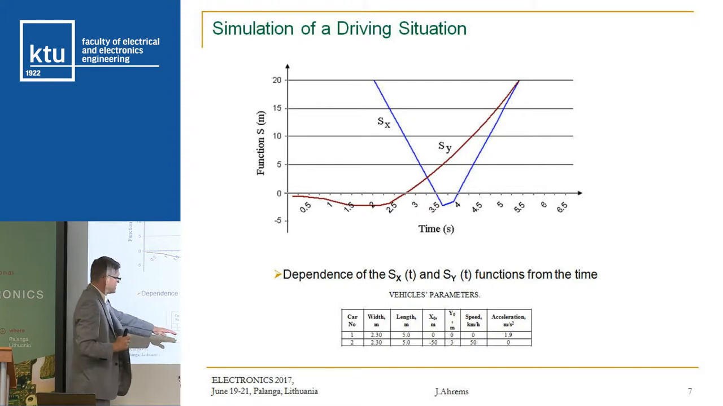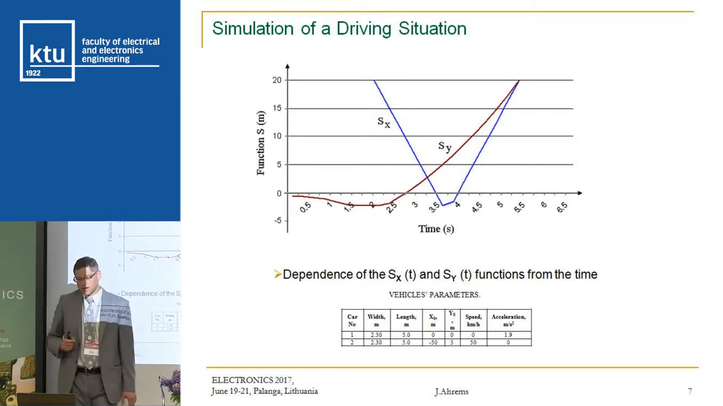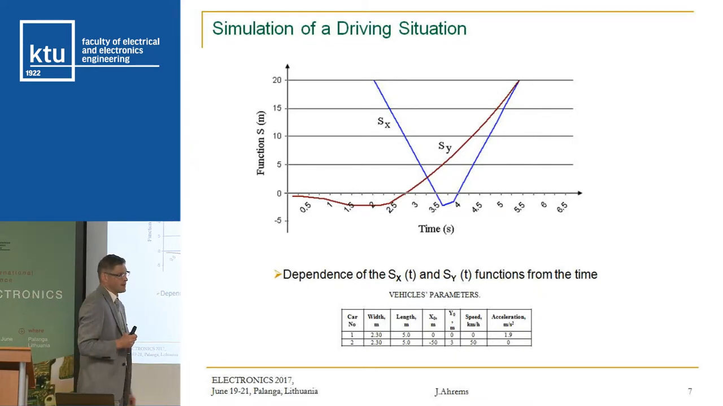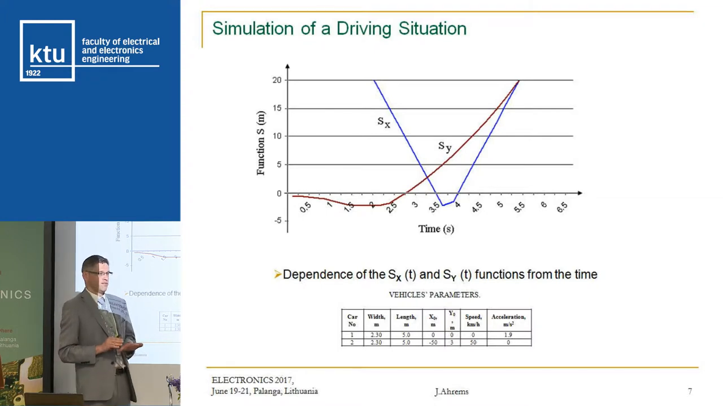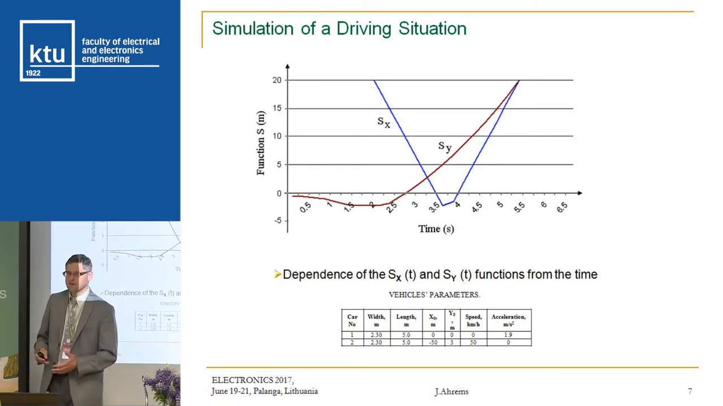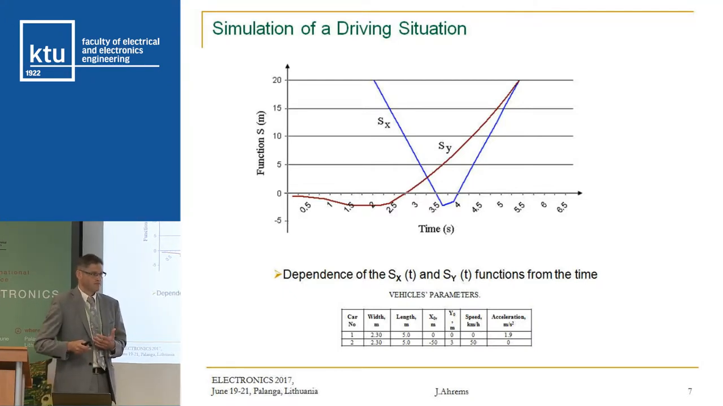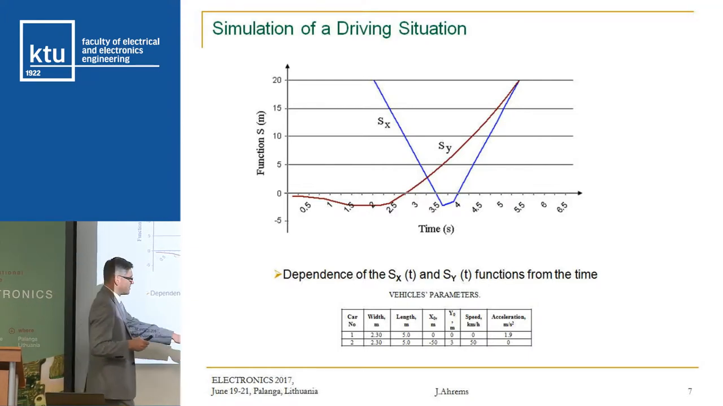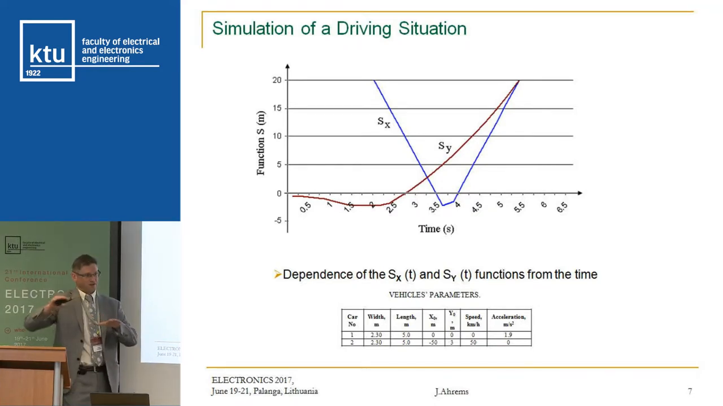Here are the vehicle parameters with speed and acceleration. Some words about acceleration. The car's acceleration is from a start-stop position. This acceleration depends not only on the car's parameters, but also on weather conditions, and on the driver's psychophysical condition. Well, here the acceleration is 1.9 meters per second squared. This is not very quick, but average.